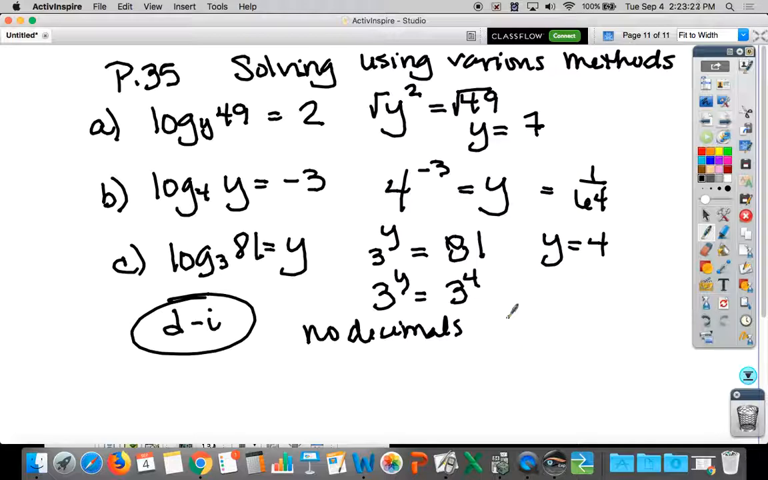Where did we get through? Still working on a couple of them.